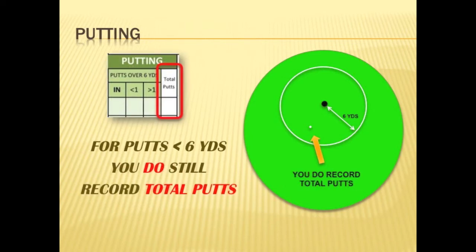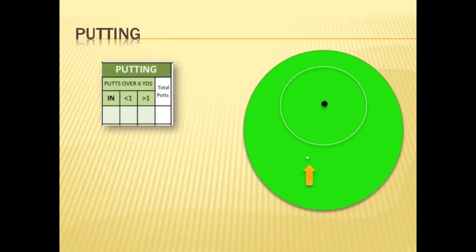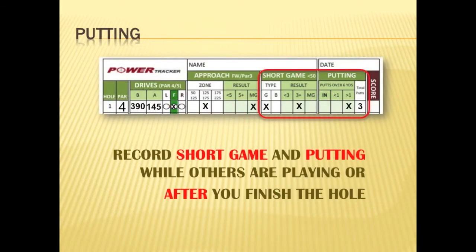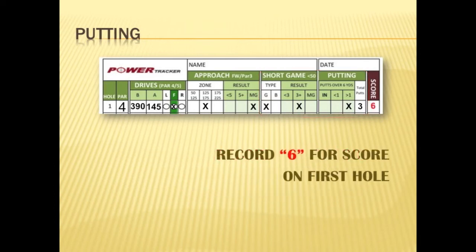But to be clear, always record total putts per hole for all putts, regardless of the distance of your first putt. Since our chip shot was hit about 8 yards from the hole, we will record our first putt performance. We miss our first putt and it ends up further than 1 yard, so we mark the greater than 1 box. We also miss the next putt and record 3 for total putts. Remember, always power track your shots while others are playing or after the hole is complete. Last thing you record is your final score, which is 6.